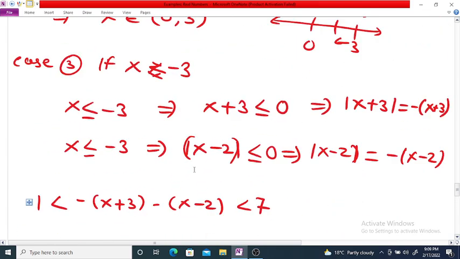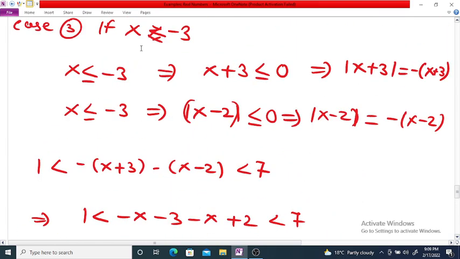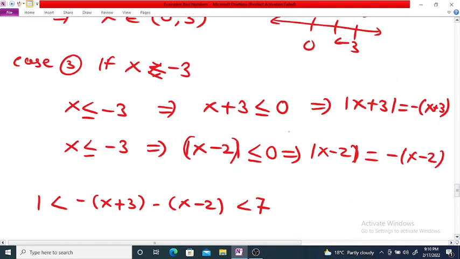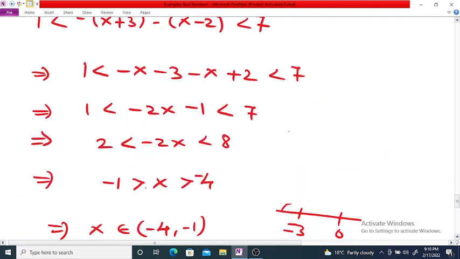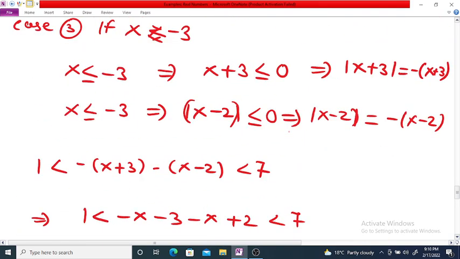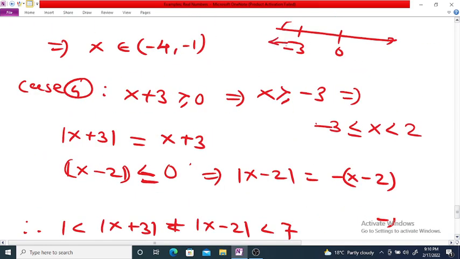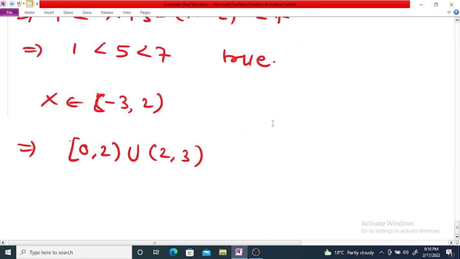Then case number 3, for x less than minus 3, here 0 and here minus 3. So x less than or equal to, what is given, x less than minus 3. If x is less than minus 3, the solution is minus 1 to minus 4. So here the solution is minus 4 to minus 3, union minus 4 to minus 3.